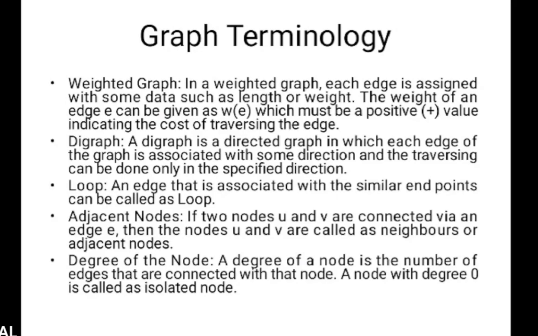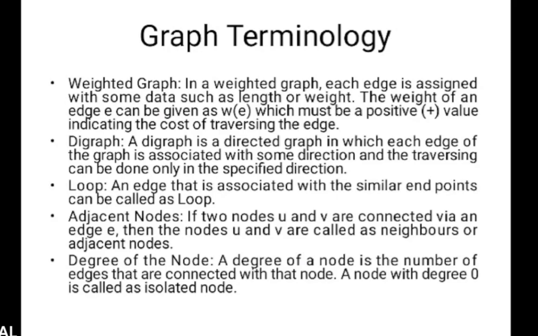Yes, ma'am. Then we have the digraph. Digraph is the directed graph in which each edge of the graph is associated with some direction, and the traversing can be done only in the specified direction. Like we had done directed graph. Okay, if that directed graph is a weighted graph also, we call it a digraph. Right?